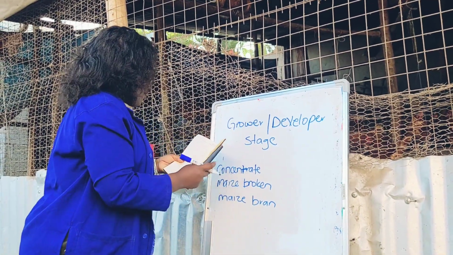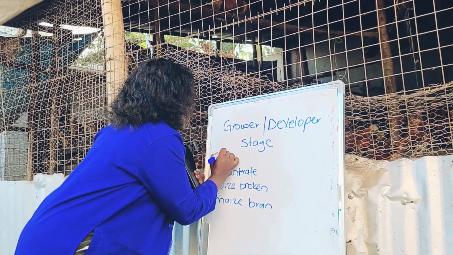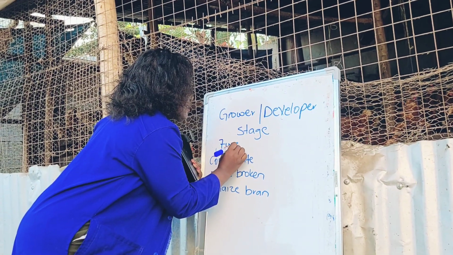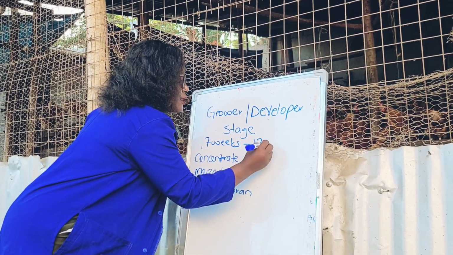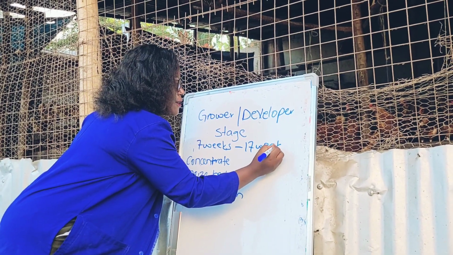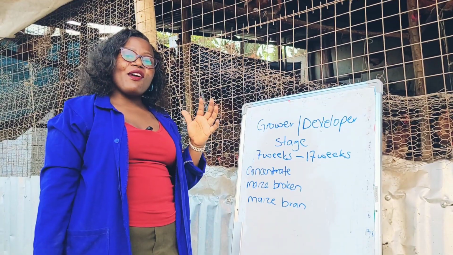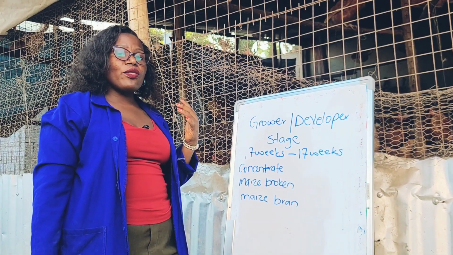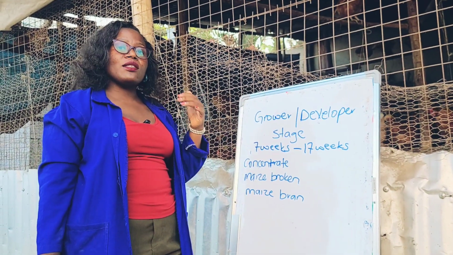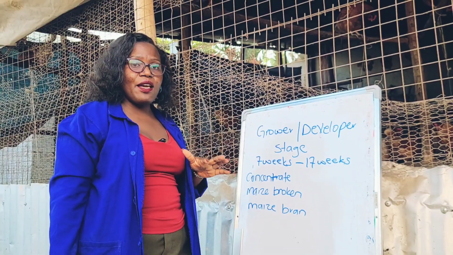And this stage is from 7 weeks up to 17 weeks. We give our chicks broiler feeds up to 6 weeks. So from the 7th week, we are supposed to start mixing the layer feeds.